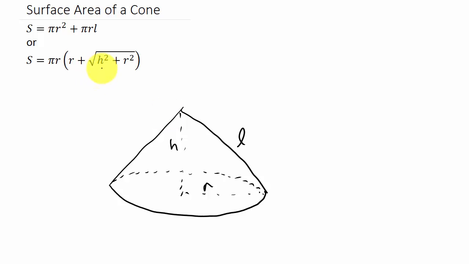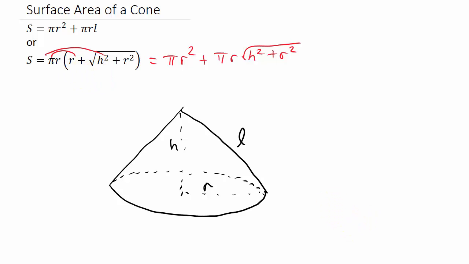But look at this. Even if you forget this formula and you remember this one, you can still get this one because it's right here when you look at it. If we distribute that, then that's going to be pi r squared plus pi r times the square root of h squared plus r squared. That's if you distribute the pi times r to each term inside the parentheses.